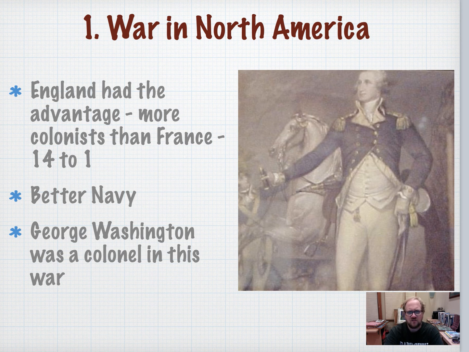Even though Washington failed as a colonel in this war, one really important thing is that he learned British battle techniques, which will give huge advantages during the Revolutionary War, because he'll learn these battle techniques firsthand and then learn how to fight against those during the Revolutionary War.